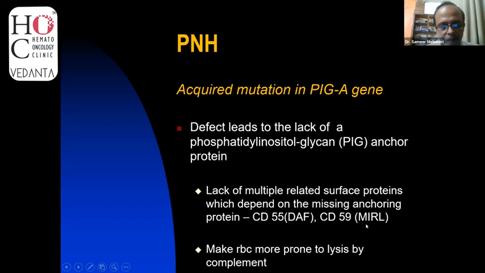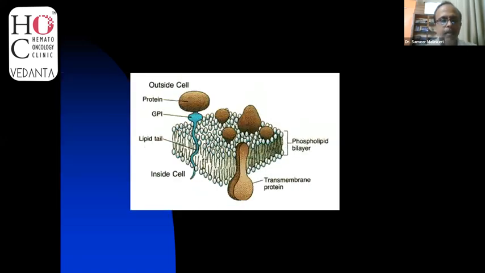So because the GPI anchor is lacking, CD55 and CD59 will be absent, and therefore complement complexes are not fended off from the surface, and that makes the RBC prone to complement-mediated lysis. Okay, fine, this is what I just explained.